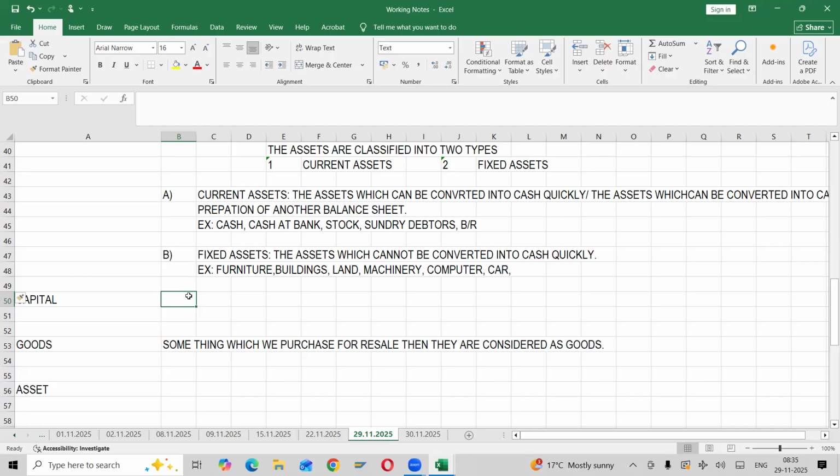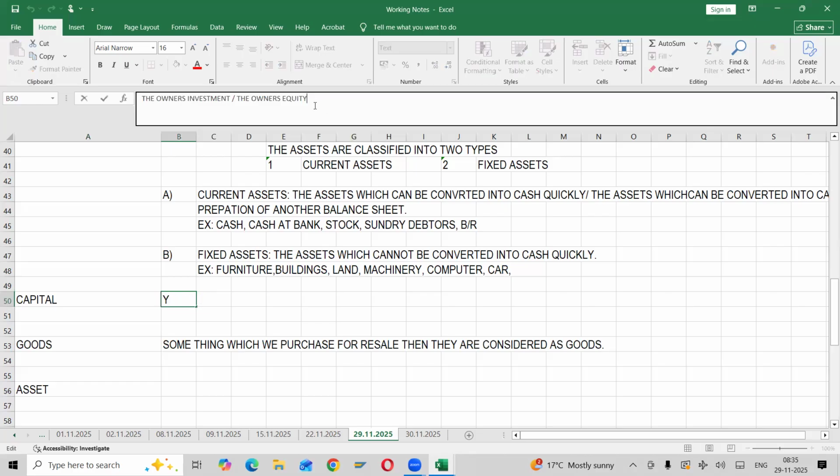So what do you mean by capital? Capital is nothing but the owner's investment, or we can call it the owner's equity. The owner's investment or the owner's equity, we call it a capital. In other words, I'll write it in simple layman language.